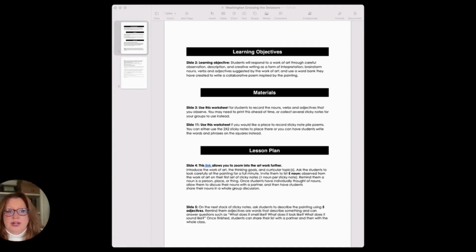Let's take a look at what they're trying to do with the nouns, verbs, and adjectives. We're going to brainstorm a list suggested by that work of art. So we're going to have to kind of tap into looking at that work of art and then having to create our own list of nouns, verbs, and adjectives. That's a very high level of brain power that's working there. And then we're going to use that word bank to create a collaborative poem inspired by that painting. So again, we're at that create level.